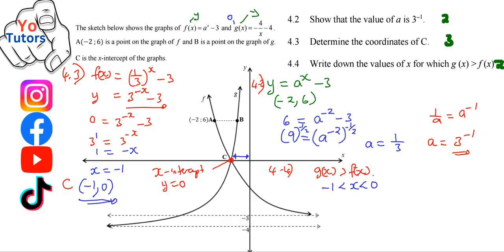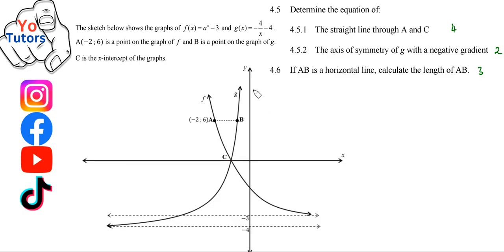Let's actually look at the last part of the question. 4.5, determine the equation of the straight line through A and C. So, the straight line through A and C. What do we know when we're looking for the equation of a straight line? For a straight line, we need a gradient and a point. That's what we need. We need a gradient and a point.